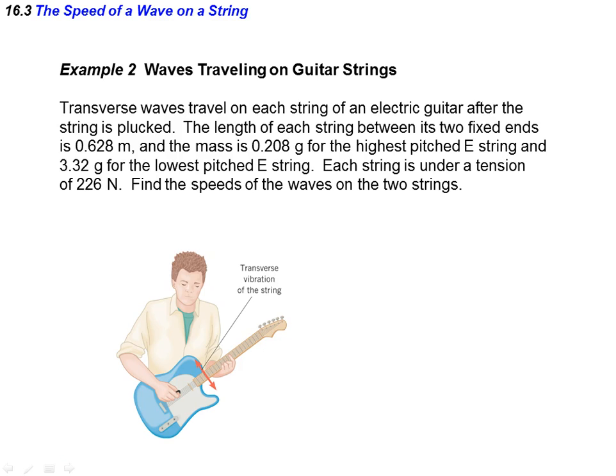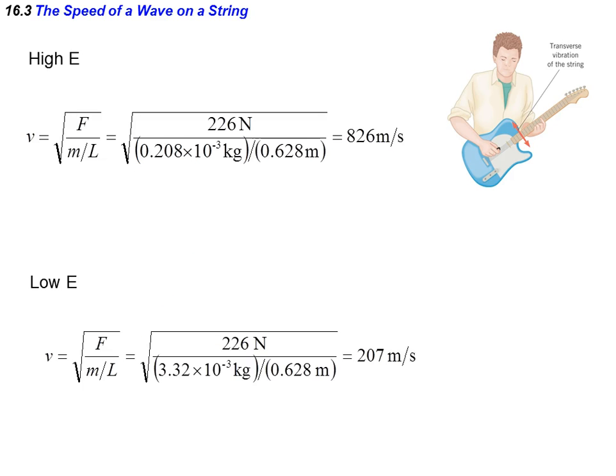So everything's the same in these two except for the mass. The length is the same, the tension is the same, the mass is different. So that means we have a different linear density for these two strings. So if we want to find the velocity for the high E, we put in the mass for the high E, and that gives us 826 meters per second, the speed at which the wave travels along the high E string. And putting in the greater mass here for the low E, we find that it travels at 207 meters per second. That is a big difference between the high E and low E.